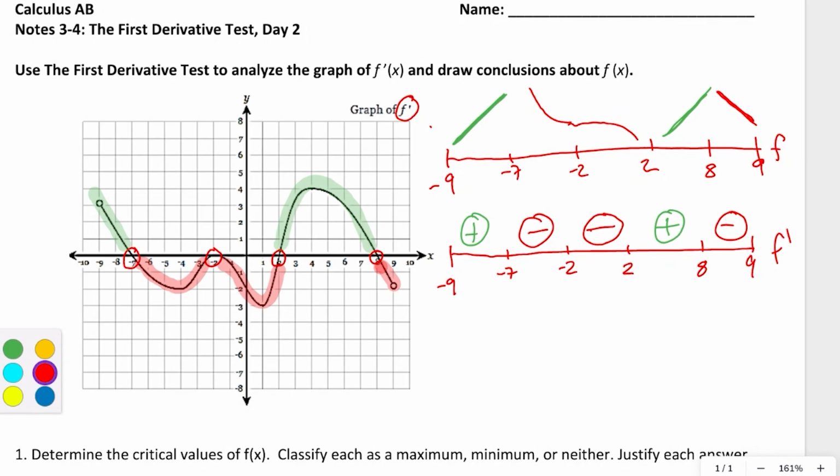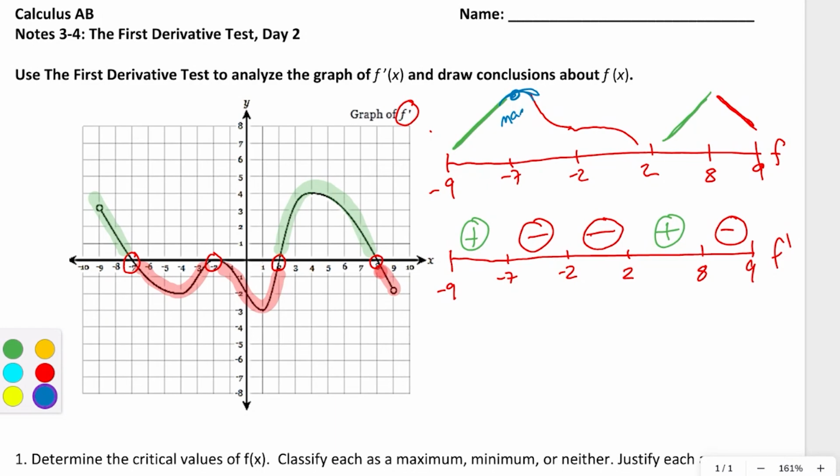We can also see where we have maxima and minima. We've got one maximum at -7 because the slope is changing from positive to negative. We have another maximum at 8 for the same reason. The slope's changing from positive to negative. And we also have a minimum at 2.